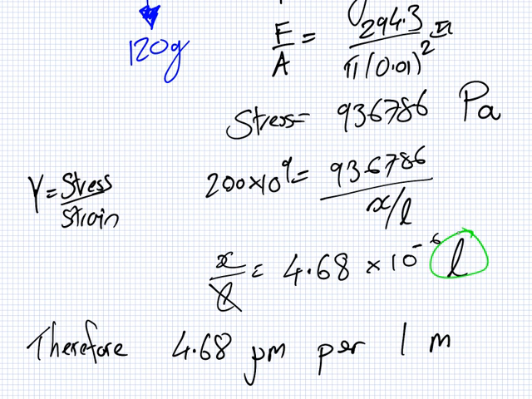But it's still a small amount. 4.68 micrometers is a very, very small amount. So you wouldn't even notice the change in the height of the lift when 2 people step in. And if 10 people step in, it will be 10 times this.